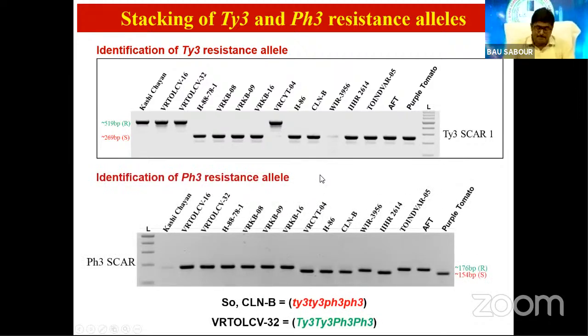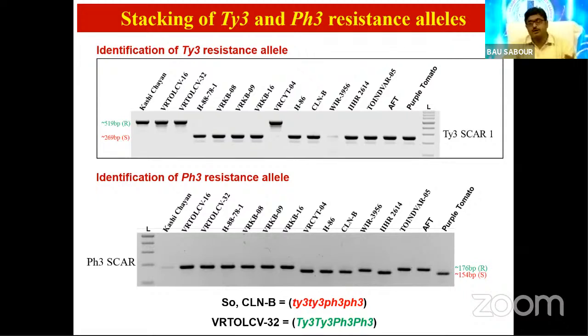In a similar manner, a mutation in the late blight resistance gene Ph3 makes it non-functional. So the functional gene, we track it by the marker Ph3 SCAR that has been developed by different workers, and it identifies this deletion, whether the deletion is present in the gene or not. If the deletion is not present, then it is a resistance allele, it is a functional allele.